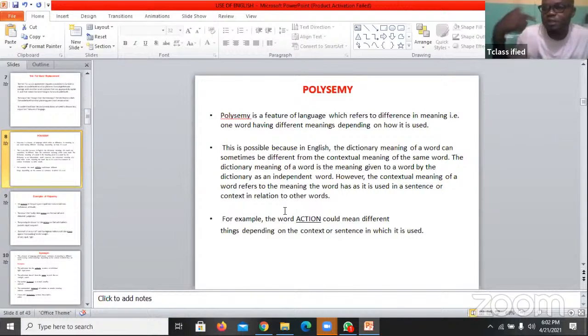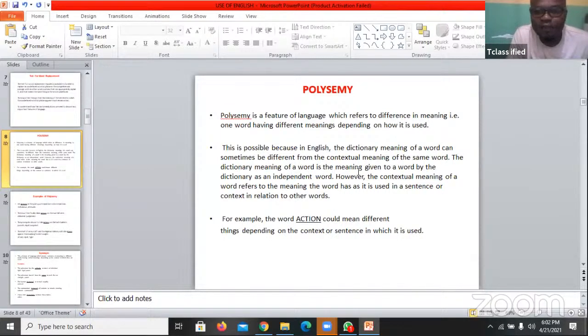So now, if you are to find the synonym or antonym of that word, you're going to have to find the synonym or antonym in relation to the words around. It has to be in context. So that's what we're going to be looking at today. So this is possible because in English, the dictionary meaning of a word can sometimes be different from the contextual meaning of the same word.